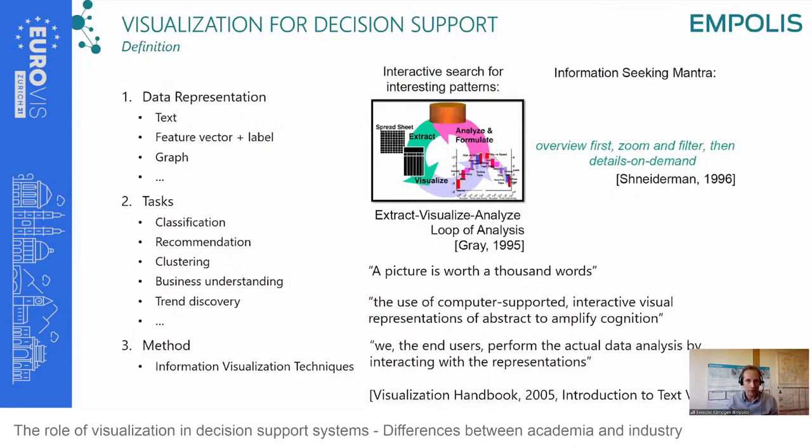And for me, how would I define visualization? I would define it, as I also know from lectures that I gave at KIT, for example, in three dimensions for decision support. There is data representation, where you have text, feature vectors, labels, or graphs, or anything else. You have tasks for decision support, like classification, recommendation, clustering, and so on. And you have the method. And the method that we are looking at today is information visualization techniques.